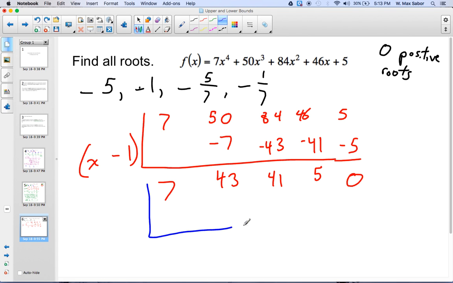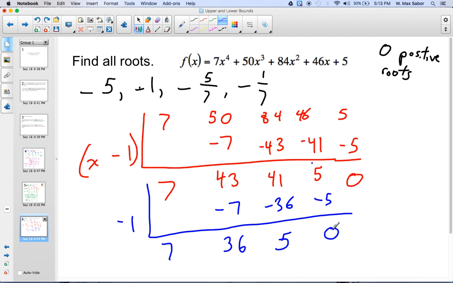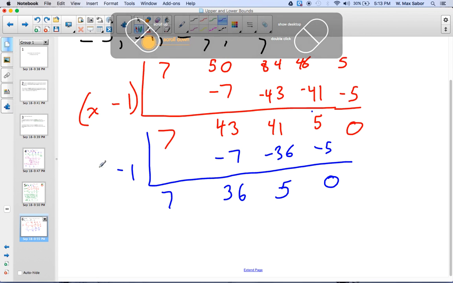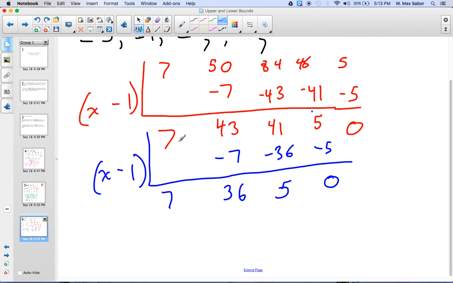Let's see, what should we try here? They're all positive coefficients, so there are still 0 positive roots. It could be -1 again. May as well try it. So 7, -7, 36, -36, 5, -5. Oh, hey, that worked. So we have x plus 1 as another factor.